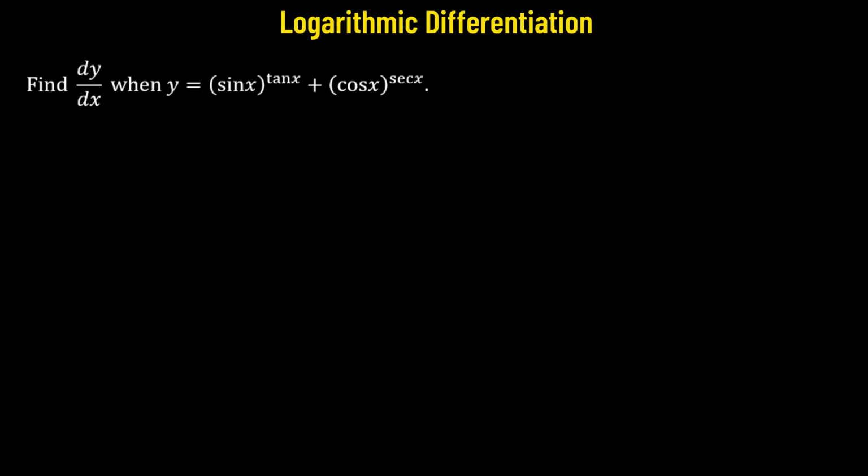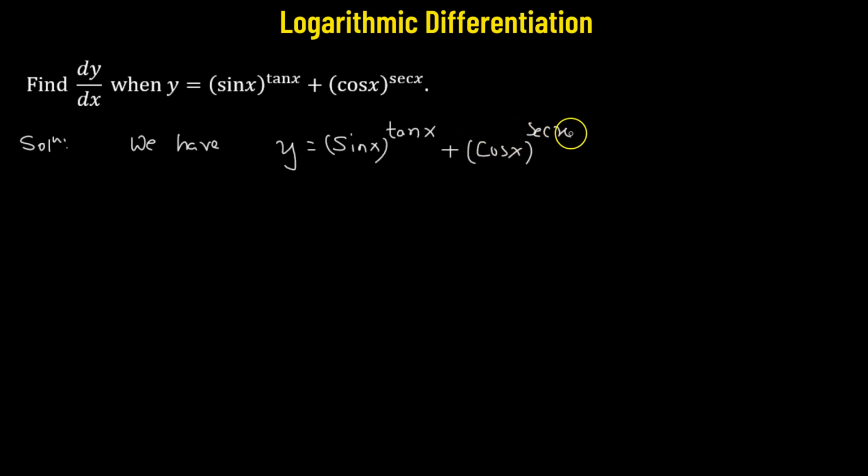We have to find the derivative of y with respect to x when y is given as sin x raised to the power of 10x plus cosine x raised to the power of secant of x. So let's begin with this particular function. Here we have our function y, which is given by sin x whole raised to the power of tangent of x plus cosine of x whole raised to the power of secant of x. Now let's label this as equation number 1.